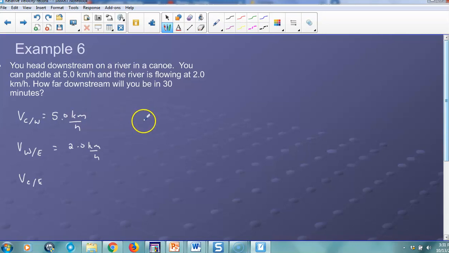and because downstream you would be measuring along the bank, velocity of canoe to Earth equals velocity of canoe to water plus the velocity of the water to Earth in our vector addition. These are not at an angle to one another. They're both in the same direction because you're paddling downstream. Water cancels, that gives us canoe to Earth. So that's going to be 5 kilometers per hour plus 2 kilometers per hour. We're going to assume downstream is the positive direction.